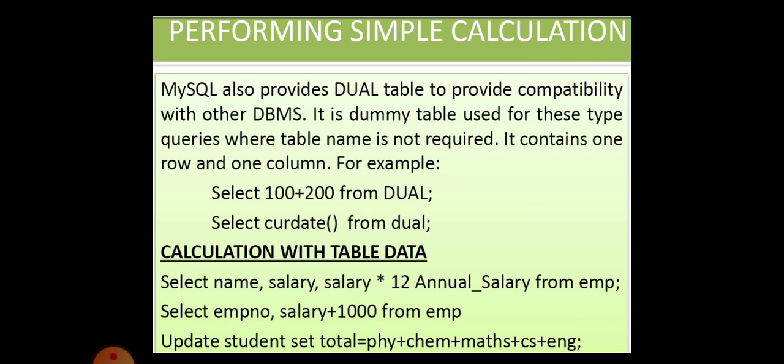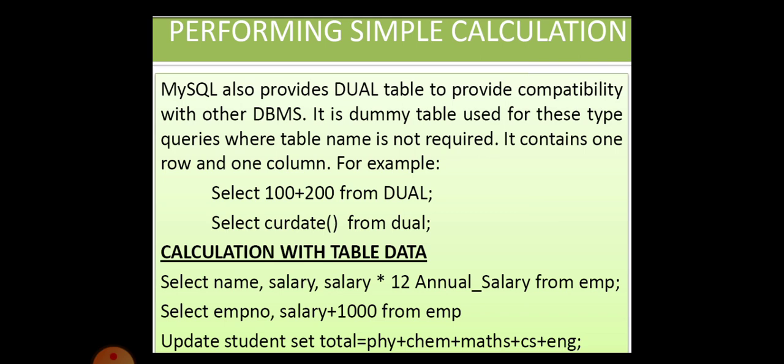The next one, calculation with the table. Simple calculations can be applied to tables also. Look at the query: select name, salary into 12. Here salary into 12 is the simple calculation given. Annual salary is an alias name for salary into 12, because there is a space. So we can give an alias name for a column by giving a space.